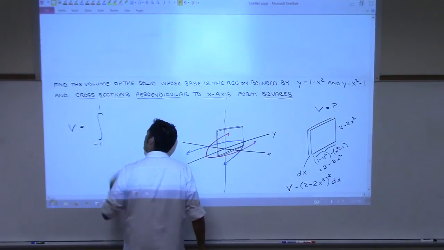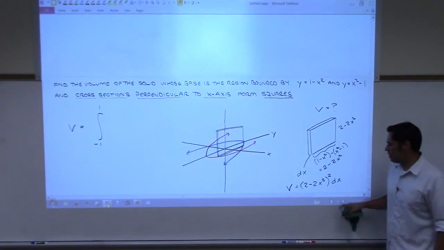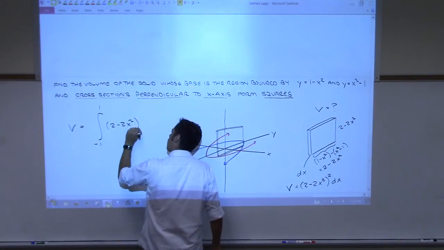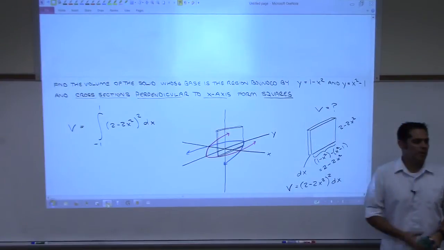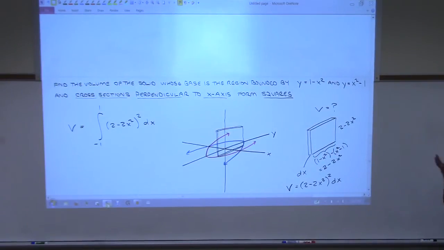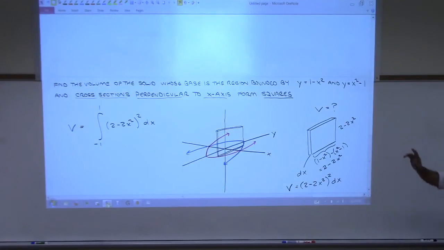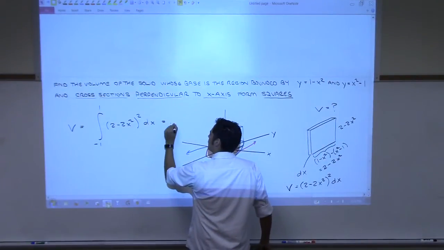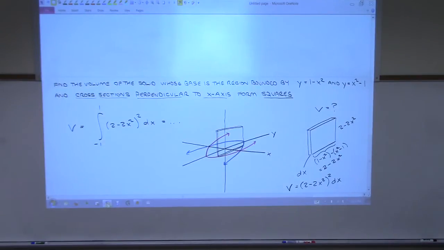Negative 1 to 1. And then use this formula right here for each slice. So 2 minus 2x squared, that quantity squared, dx. And we're in business. All we'd have to do is square that out, collect like terms, integrate, plug in, and we're done. So dot, dot, dot. You could figure out the rest of that. Questions? Is that pretty straightforward? All right, let's change the problem.